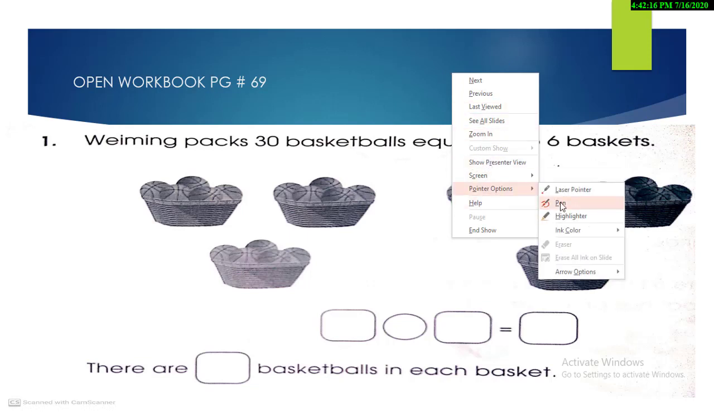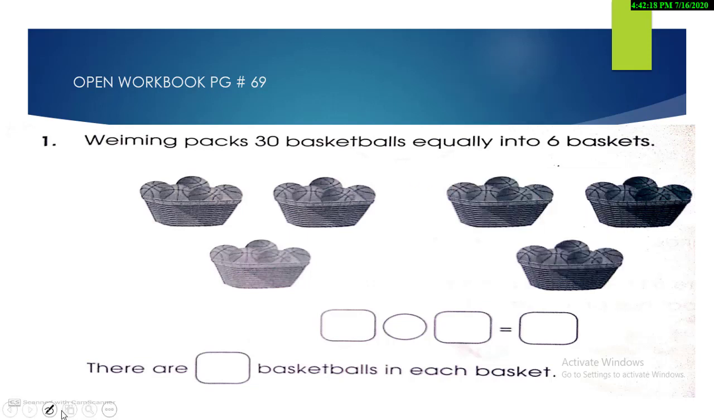Let me get my pen and let's first write down the question. Okay, your total number is here. In division, the bigger number always comes at the first place, that is 30. Make a division sign and now mention your table. Always remember that in division, the bigger number is always at the first place.